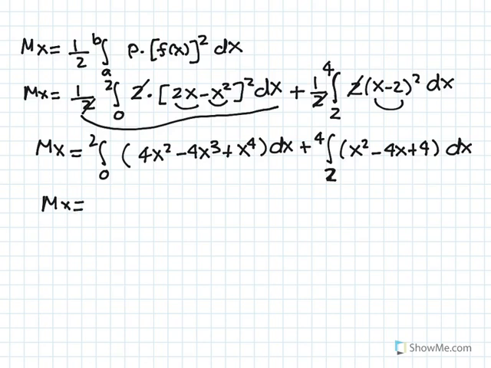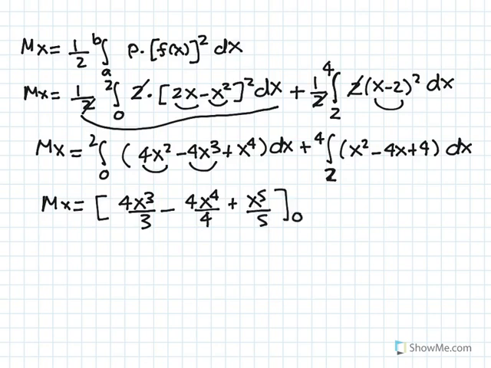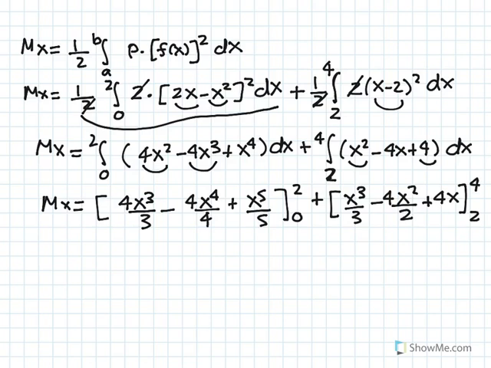Moment with respect to the x-axis is equal to, integrating 4x squared, we get 4x cubed divided by 3, minus 4x to the 4th divided by 4, integrating this piece, reversing the power rule, plus x to the 5 over 5. Power rule all the way. Evaluate it from 0 to 2. Plus, integrate x squared, we get x cubed over 3, minus 4x squared divided by 2, plus the integral of 4, which is 4x. Evaluate from 2 to 4, applying the fundamental theorem of calculus.